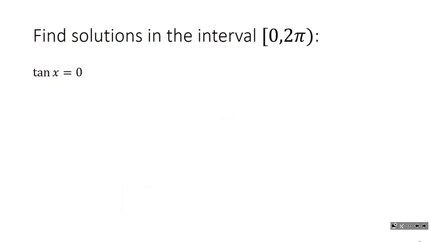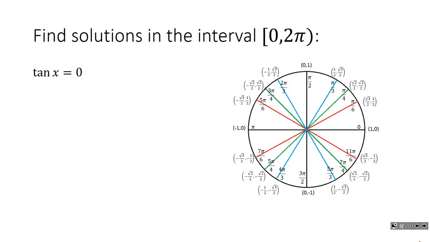Let's have a look at a tangent. It says tangent x equals 0, so we don't have to do any algebra. It's already solved for tangent, so let's just have a glance at the unit circle and see what we're dealing with. Now, if the tangent of x equals 0, first of all, let's make sure we remember what tangent is. Tangent equals the sine over the cosine.